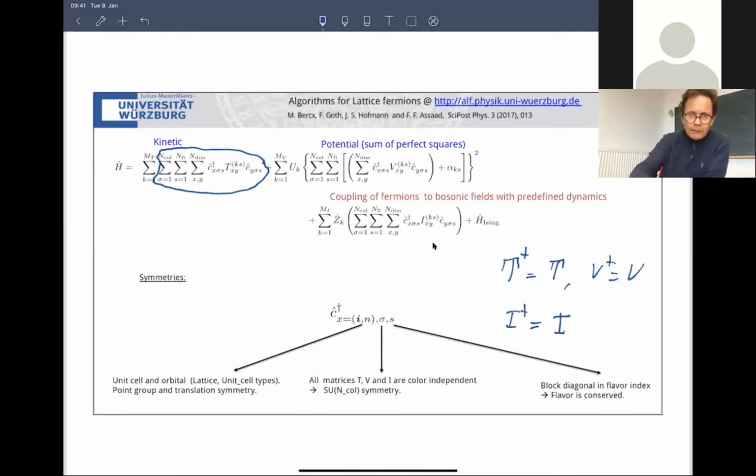So you have many possibilities. For example, this perfect square could take care of our Hubbard interactions, and here the k from 1 to M_V would sum over all the lattice sites, and U would be the interaction strength, et cetera. This Z could be a phonon, which would couple to a kinetic energy, for example. Okay?